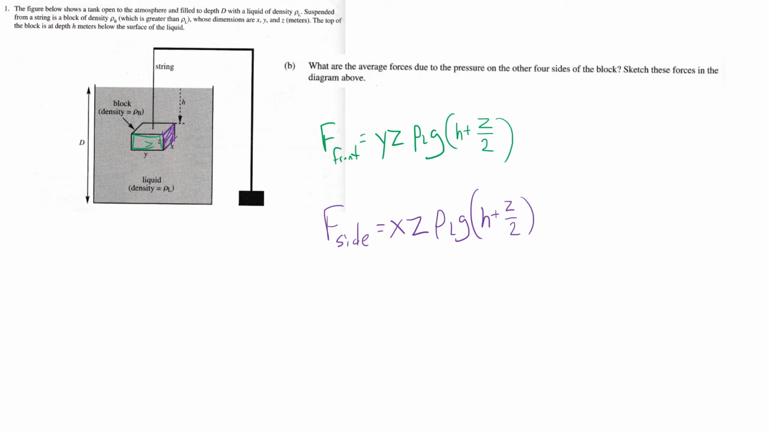I don't have the picture on this one, but here's your F side. And then for green, here is your F front.